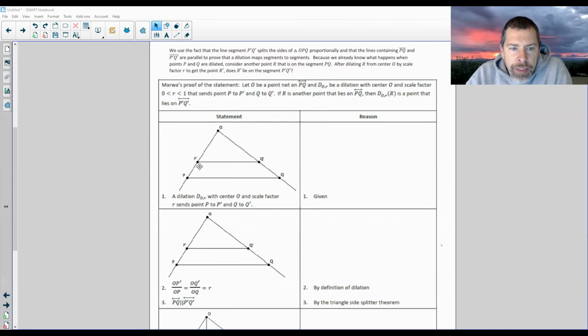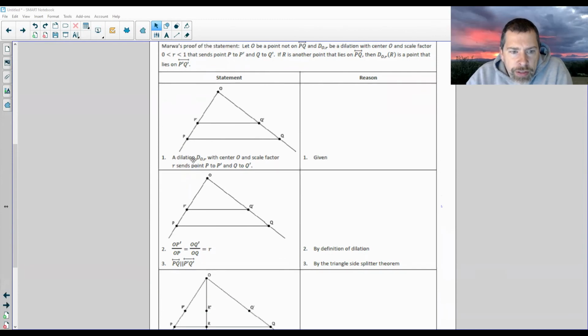That sends point P to P prime and Q to Q prime. So the let portion just sets up the diagram that we were given. If R is another point that lies on line PQ, then the dilation from O, scale factor R, of that point R is a point that lies on P prime Q prime.